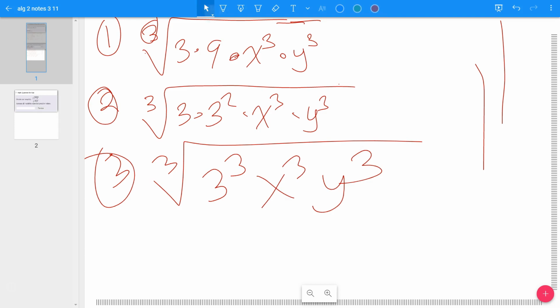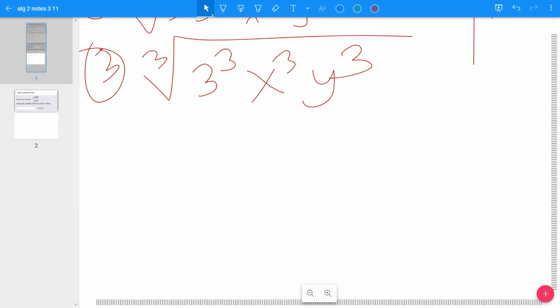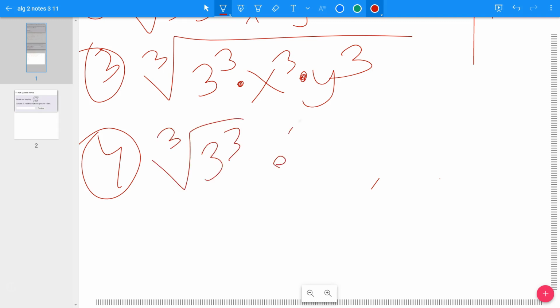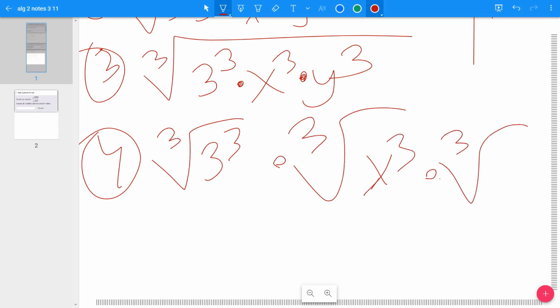You can obviously bypass some of these steps. You don't have to be as detailed as I am, but... And then, you can distribute the root symbol to each factor individually. Remember that the 3 cubed is a factor, the x cubed is a factor, and the y cubed is a factor because they're being multiplied together. So you're going to now have the third root of 3 cubed times the third root of x cubed times the cube root of y cubed.